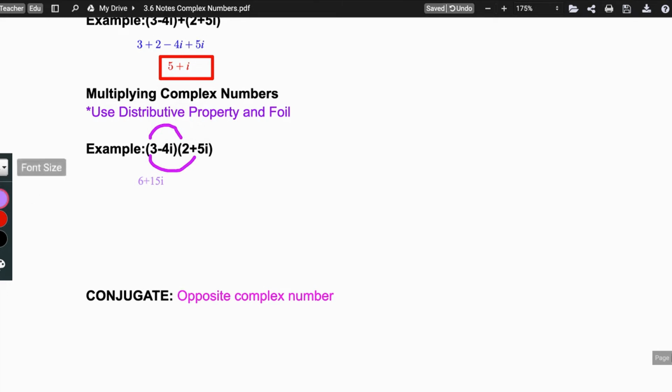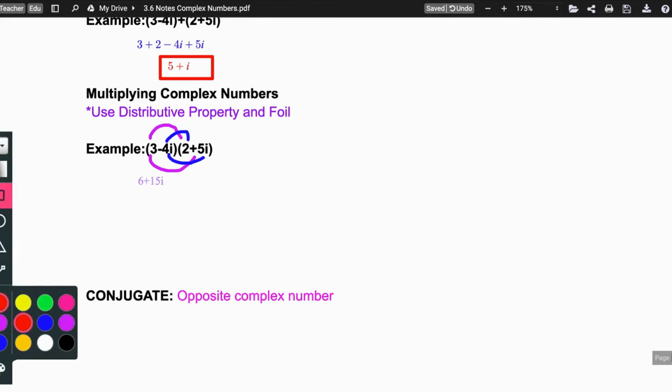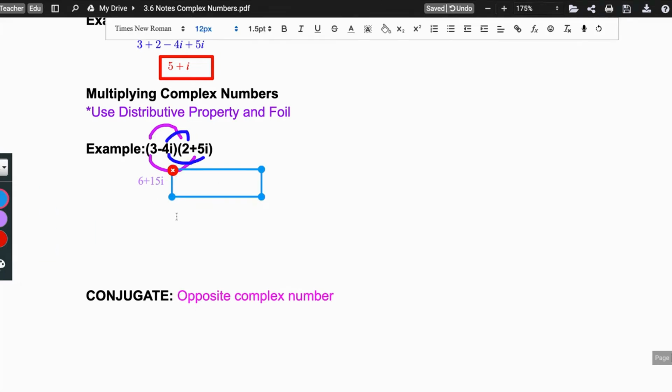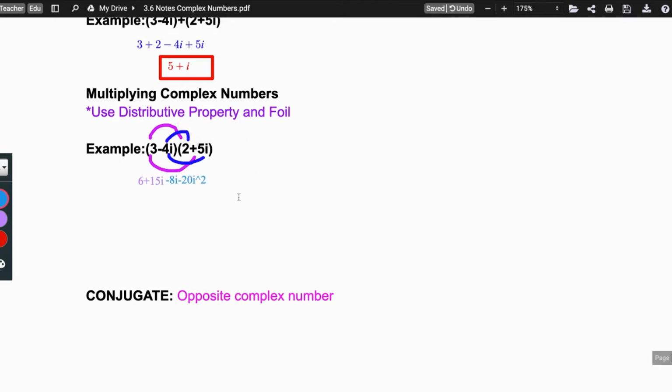So that takes care of that. And then now I have to multiply or FOIL the next term, which is the -4i to 2 and the -4i to 5i. And when I do that, I have -8i, and then -4i times 5i is -20i squared. So this is actually all still part of the same math sentence. So what I'm going to do now is combine my like terms.